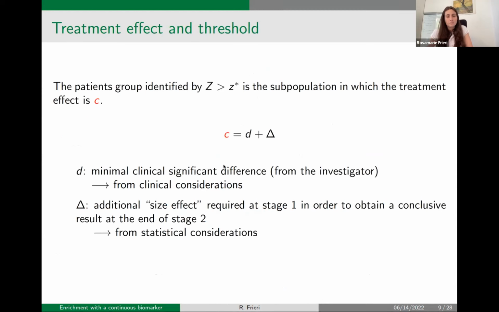But let's see a little bit more in detail what C is. C can be seen as a sum of two components, D and delta. D is the minimal clinical significance difference that is elicited from the investigator, while delta is the additional effect size required at stage 1 in order to obtain a conclusive result at the end of stage 2. While D comes from clinical considerations, delta arises from statistical arguments.